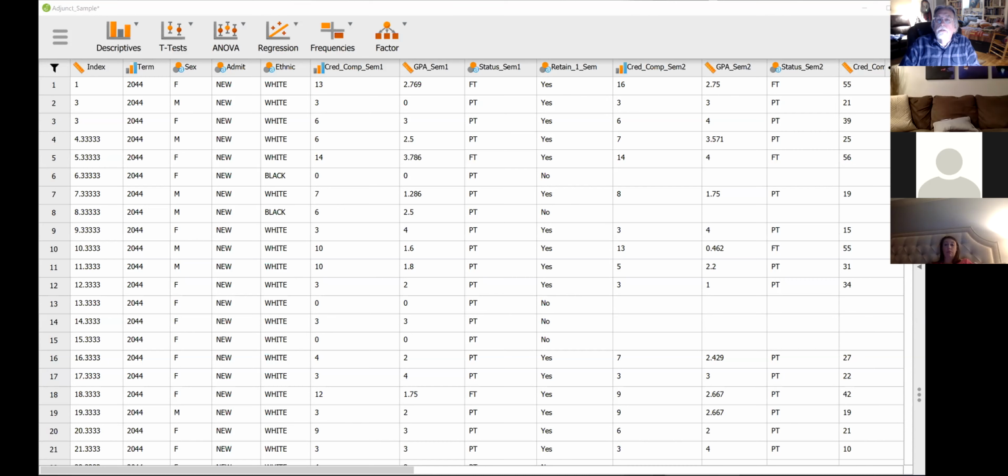I've got a JASP file that I'll share out. Now, I have not put this data file up, and the one that I will put up will be a little bit simpler than this one.